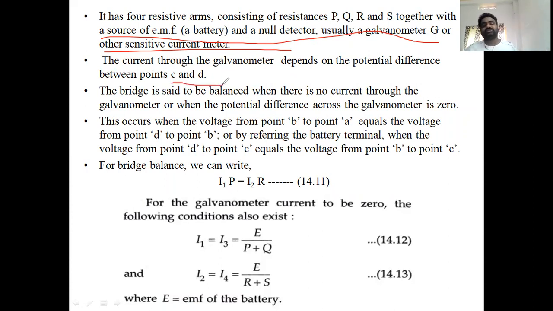How can we say the bridge is balanced? The bridge is balanced when there is a null deflection in the galvanometer. What is null deflection? It is when there is no current flowing through the galvanometer. At that instant we can say the bridge is balanced. That means the currents in the arms are equal: I1 is equal to I2, I3 is equal to I4. There is no further deflection in the galvanometer, and the bridge is balanced.